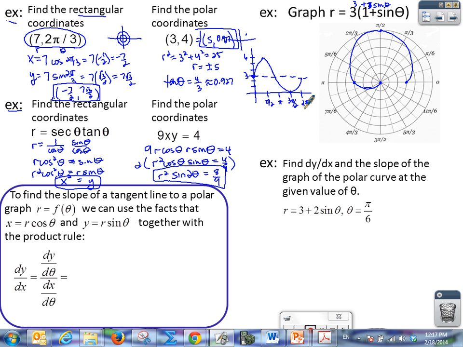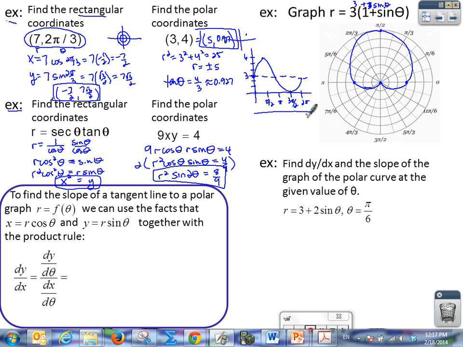Then at 2 pi, I'm back to my angle measure of 0, or 2 pi. And again, I have an r value that's positive. I'm going from an r of 0 to 1 to 2 to 3. So something like that. Okay, and that's how I prefer to graph off of a chart like this versus a T-chart. But it's totally your choice. However you want to graph is fine.